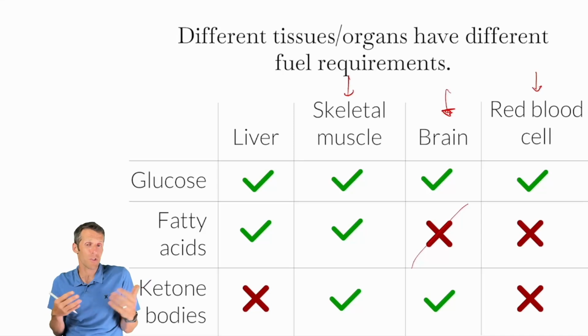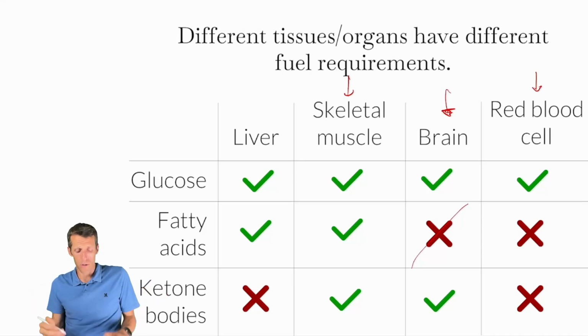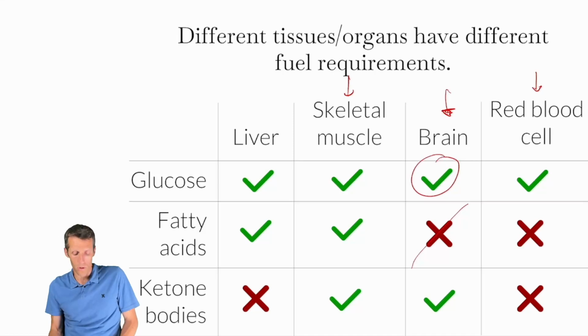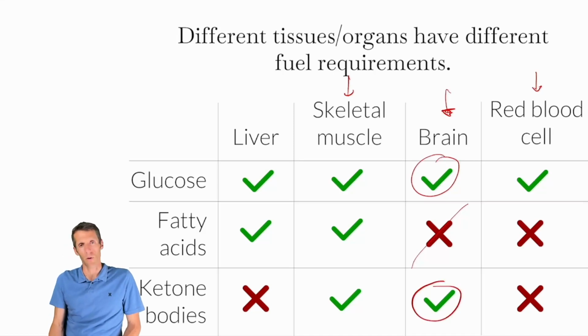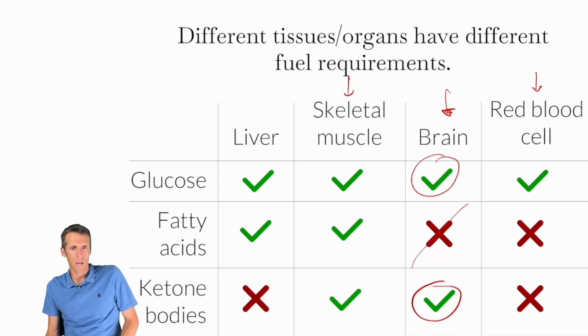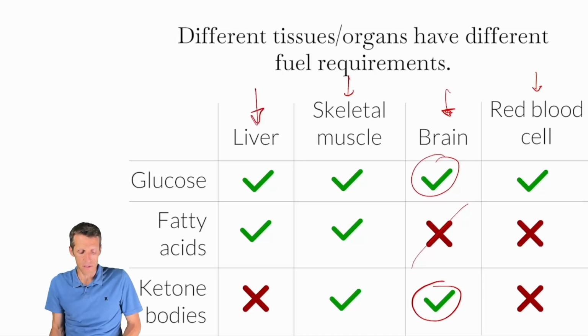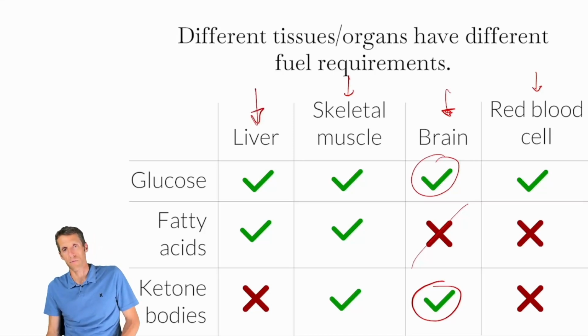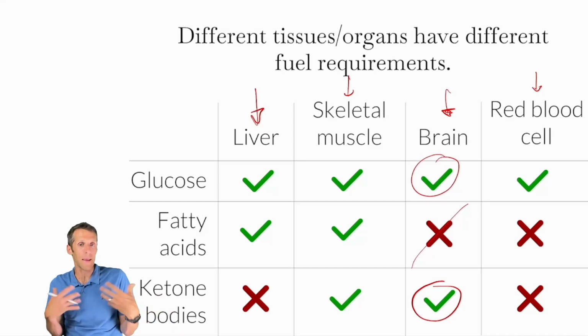And so fatty acid just can't get across that barrier. So instead, your brain prefers glucose, that's its preferred fuel, but it can also use these ketone body things we're going to talk about today. And then lastly, the liver is interesting because the liver can happily consume glucose and fatty acids, but it actually can't consume ketone bodies. And the reason for that is it makes ketone bodies.